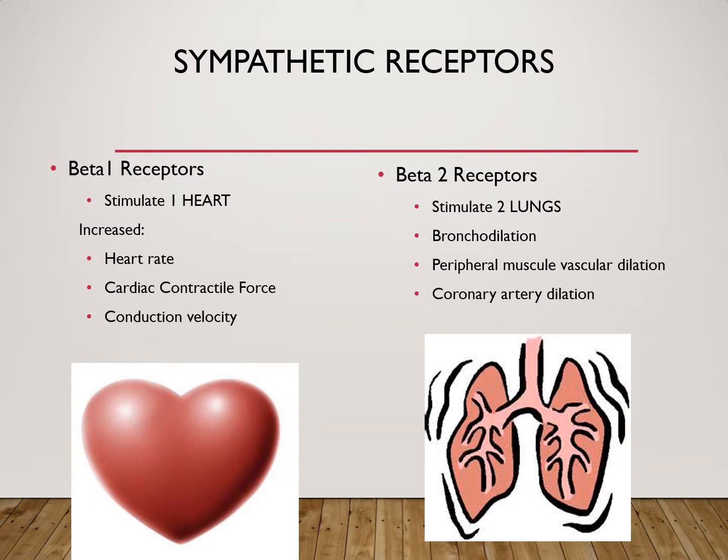Beta-2 receptors, pretty much everyone's heard of albuterol, right? We give something to stimulate the lungs to open up and work better. Causes bronchodilation. If you're going to go fight a bear, you need some more oxygen flowing in, right? You got to keep that going.